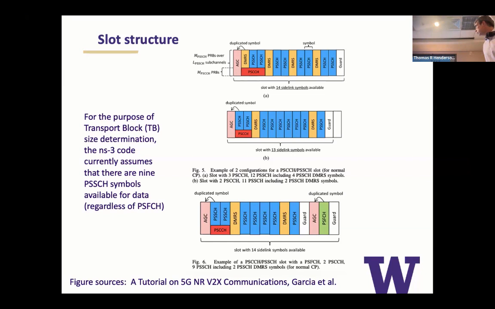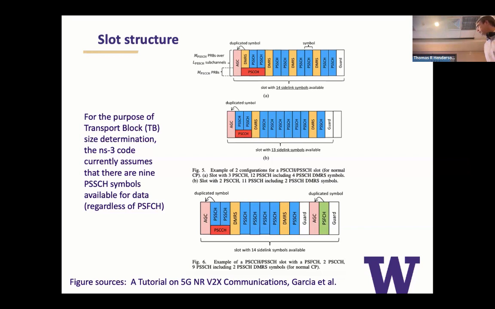If you look at the slot structure, you'll see that the PSCCH, the control physical channel, typically starts in the second symbol, in the lowest indexed PRB, and will last for 2 or 3 symbols, depending on the configuration. The blue elements are for the shared channel for data. And then periodically, there are demodulation reference signals that are inserted as well. So only a subset of the total number of symbols are available for sidelink traffic.